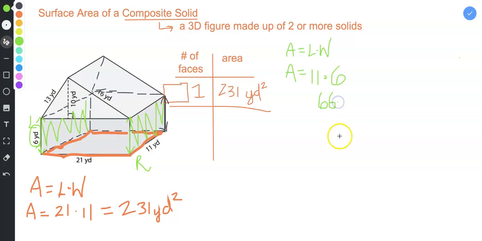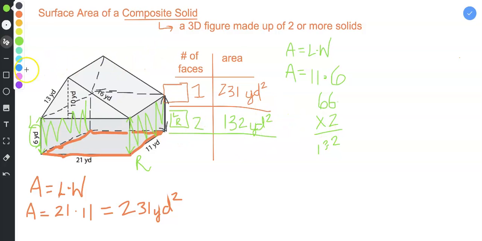But that's only for one face. Let's say we're figuring out the right face. So now, to account for both the left and the right face, I need to take 66 and multiply it by 2, and I get 132. That doesn't look like 132, but I'll rewrite it over here more neatly. So 132 square yards. And that's for the left and the right face, those two faces.